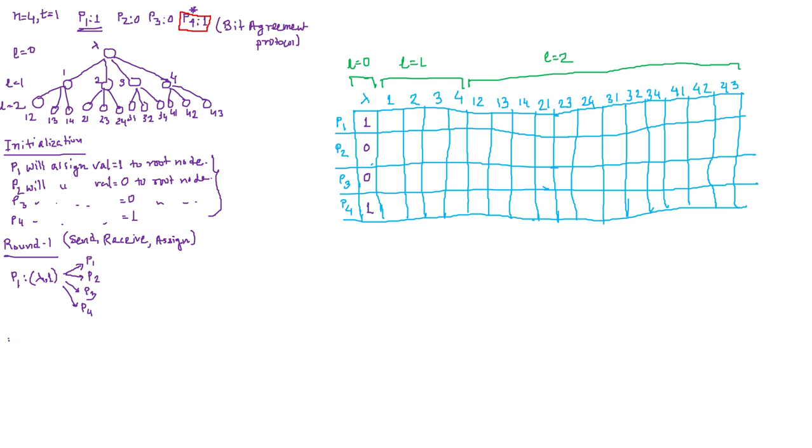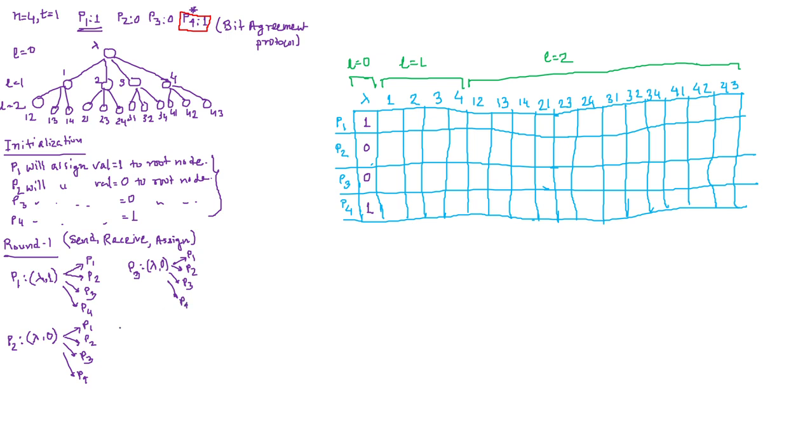Okay, what does P2 send? P2 has value 0 at its node with level lambda. So this information will be sent to P1, P2, P3, P4. P3 has value 0 at its lambda node. It will also send this information to all the parties.